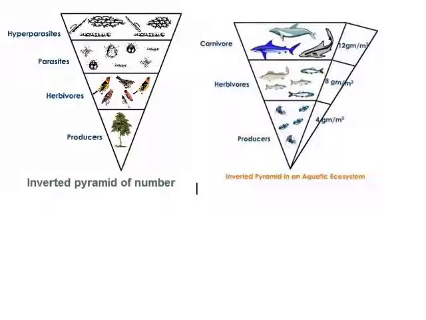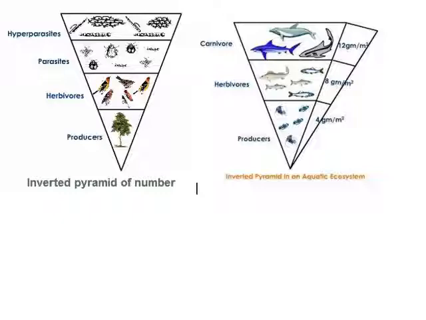Okay, you do see instances, however, where you might see an inverted pyramid. And this can happen in a couple different circumstances. So note this first one, it's an inverted pyramid of numbers. Remember when I said on the previous slide, it could be amount of energy, it could be biomass, or it could be numbers. And usually it still works out.